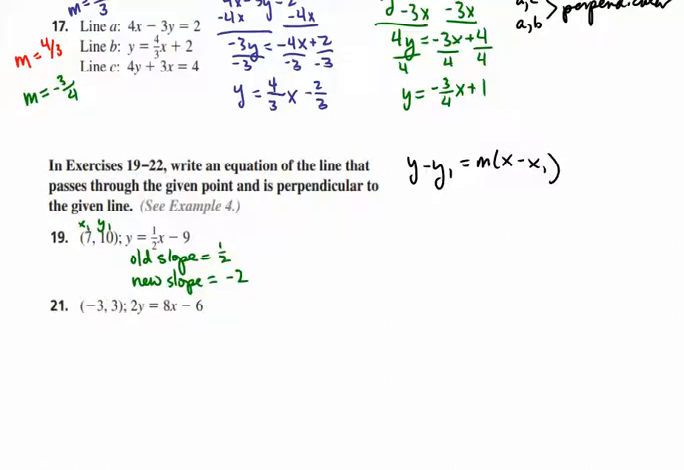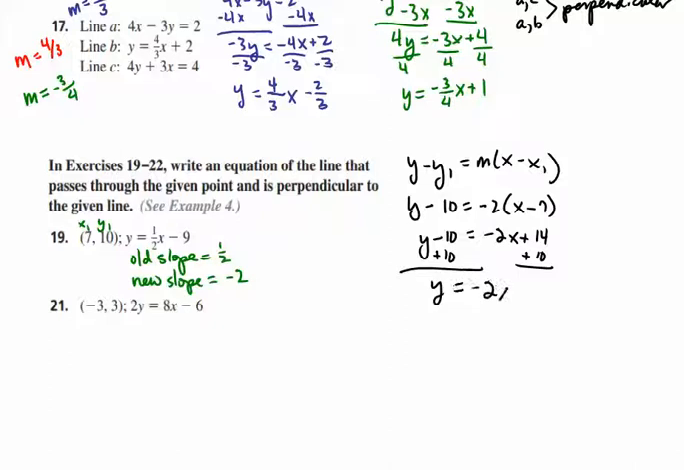And we get y minus 10 is equal to our new slope, negative 2 times x minus 7, and distributing, negative 2x plus 14. Adding 10 to both sides, I end up with y is equal to negative 2x plus 24. I know that I'm perpendicular because the original slope was 1/2 and the new slope is negative 2.